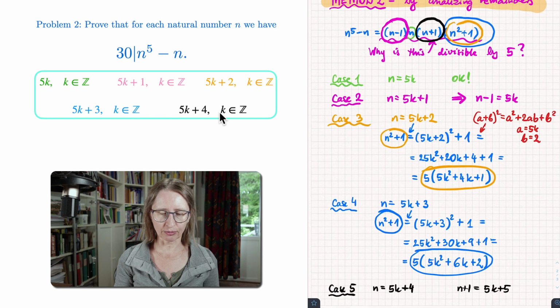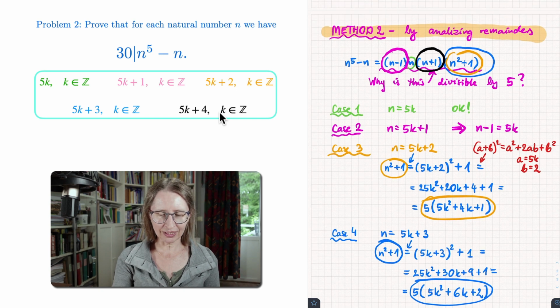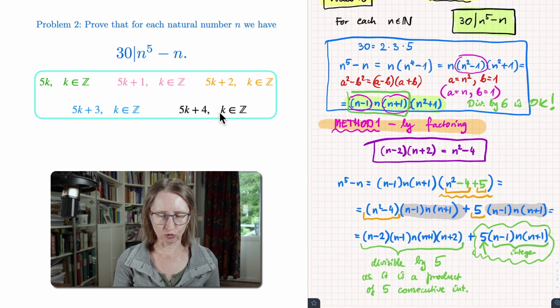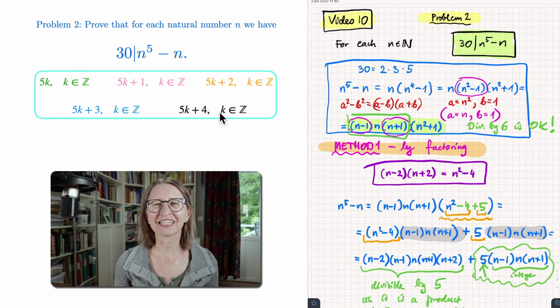So in all the possible cases, our number is divisible by 5, and divisibility by 6 was already proven in the beginning. So we are done here.